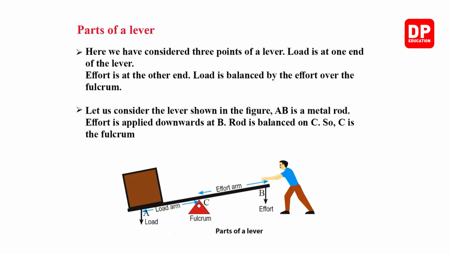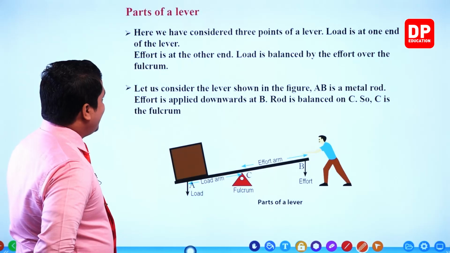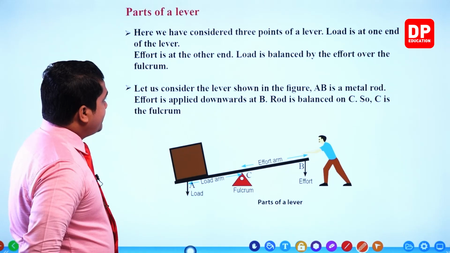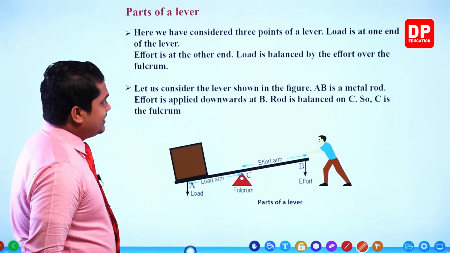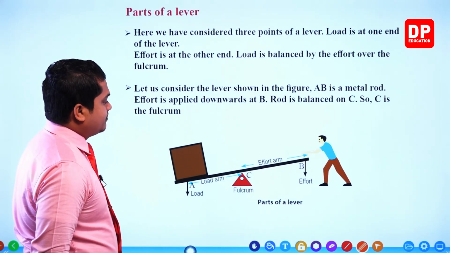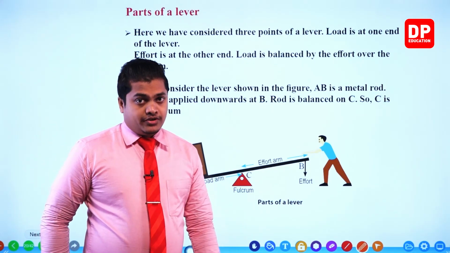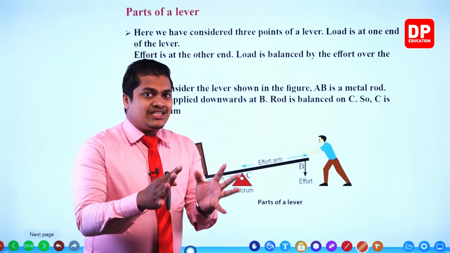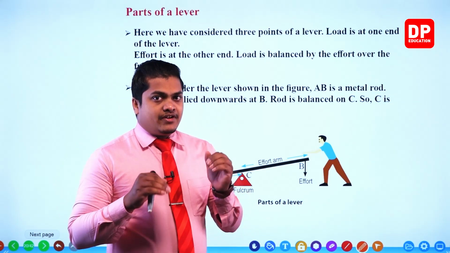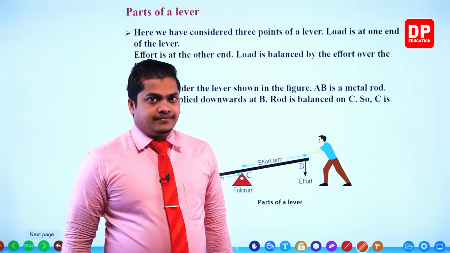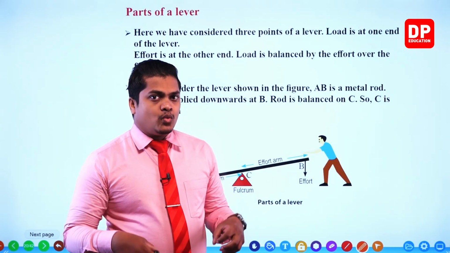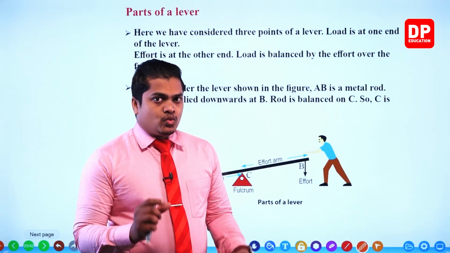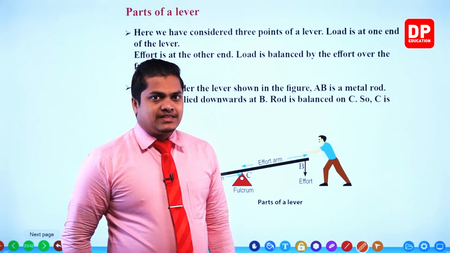So here we have considered 3 points of a lever. Load is at one end of the lever. Effort is at the other end. Load is balanced by the effort over the fulcrum. So like we discussed, my dear children, load is placed at one end. Effort is at the other end. Load and effort, the two facts, are getting balanced or wedged, especially through a certain point. This point is the fulcrum.